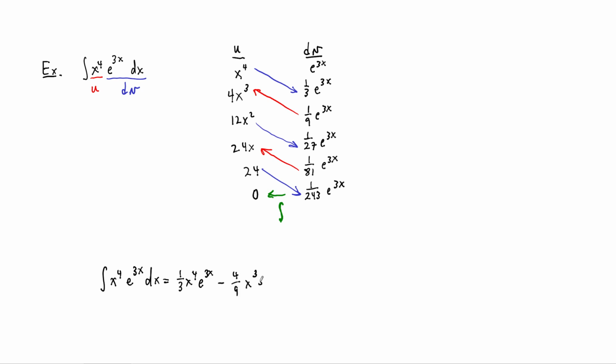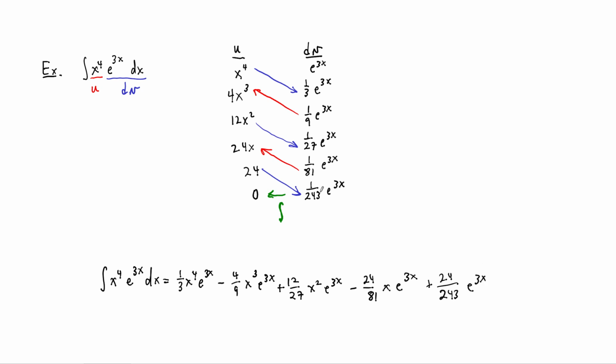x cubed e to the 3x, plus, because we're going left to right, 12/27 x squared e to the 3x, minus, right to left, 24/81. We're not going to reduce any of these, so don't worry about that. This is x e to the 3x, plus, right, plus this way, 24/243 e to the 3x.